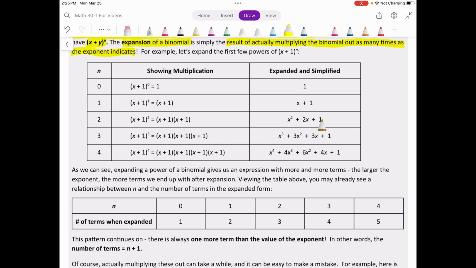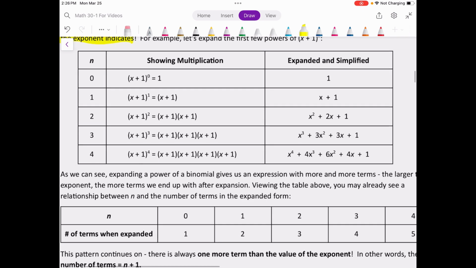If you expand that all out and collect like terms, you end up with x squared plus 2x plus 1, right? x times x, that's where the x squared came from. x times 1 is 1x, and then 1 times x is another 1x, combining those to give us 2x. 1 times 1 is 1, right? That's how we get that trinomial.